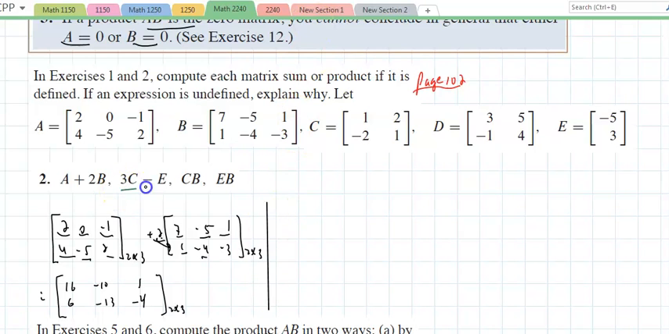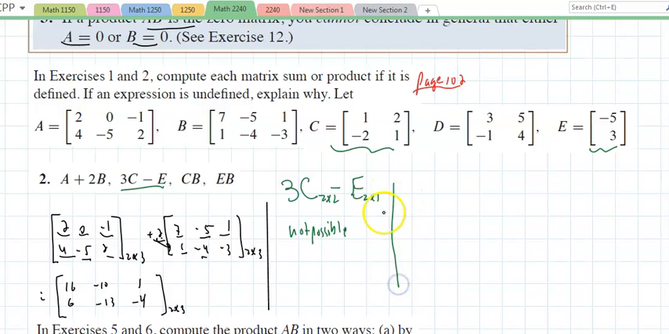If I take 3C, there's C right there, minus E, that's not possible. 3C minus E is not possible. And the reason for that, if you're adding or subtracting, those must be the same dimension. C is a 2 by 2 and E is a 2 by 1. So not possible. And if they say justify your reason, you say dimensions don't match.